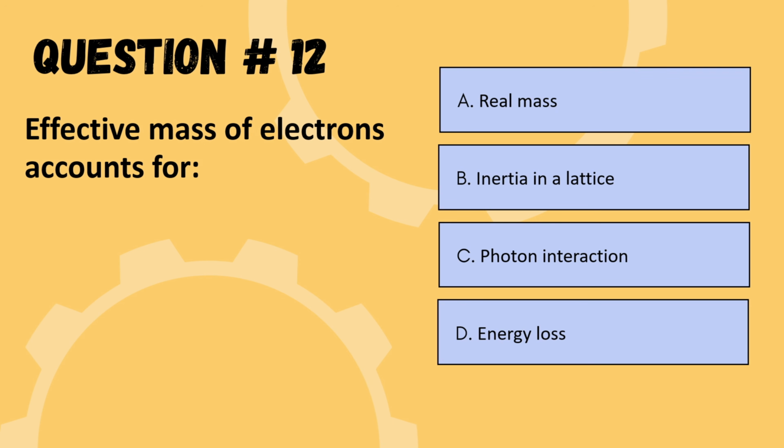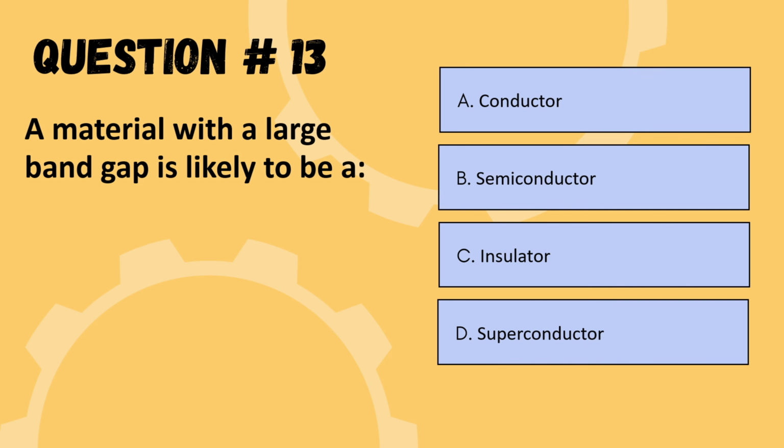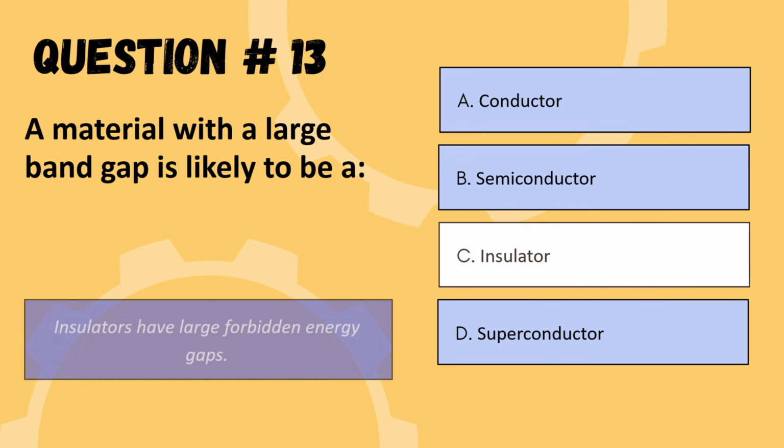Next question is: effective mass of electron accounts for. Options are real mass, inertia in the lattice, photon interaction, energy loss. So the correct option is option B, inertia in the lattice. So we are moving to the next question. Next question is: a material with a large band gap is likely to be a conductor, semiconductor, insulator or superconductor. So the correct option is option C, insulator. So we are moving to the next question.